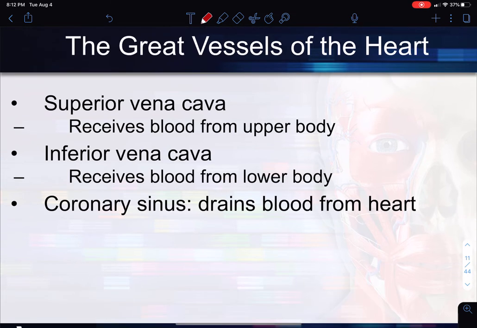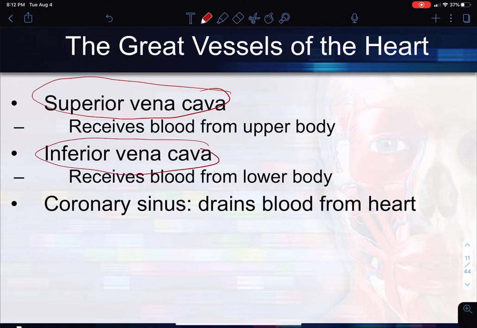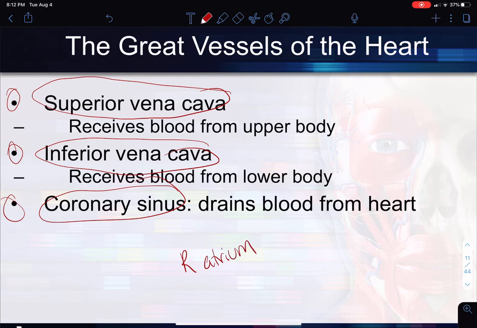So let's talk about what's coming in and out of the heart. So coming into the heart, we have blood going into the right atrium via the superior vena cava, inferior vena cava, and the coronary sinus. So we have three very important large vessels that all supply blood to the right atrium. The superior vena cava is going to get a majority of the blood from the upper body, so head, neck, arms, versus the inferior vena cava is going to get everything else, so legs, abdomen, pelvis, toes, you name it.